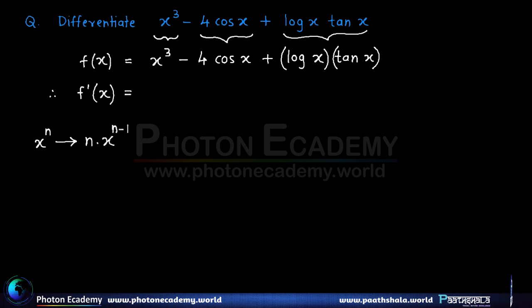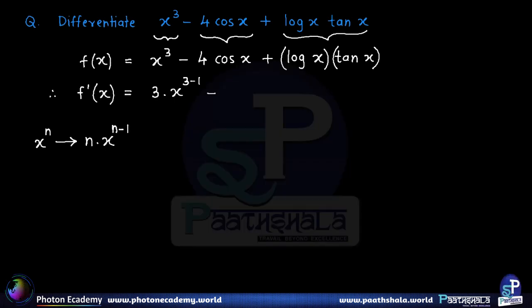correct? So therefore derivative of x cube will be 3 into x raised to 3 minus 1, okay? Which is 2, but I have purposefully written it since we are doing it for the first time. Minus, now 4 is a constant, so it will remain as it is, and derivative of cos x is minus of sin x from the standard table. Okay?